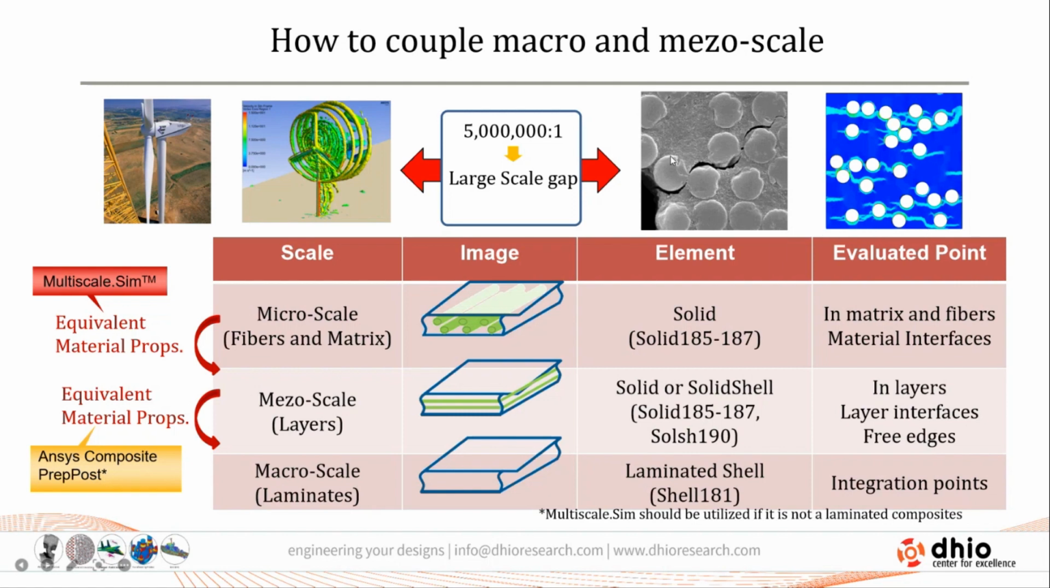Using this image, we have extracted geometrical parameters like the fiber diameter, the volume fraction of the fibers and the volume fraction of the matrix, and using that information we have converted it into a 3D model like this. This 3D model is subjected to virtual material testing, where you can get all the material properties. The properties gathered from the multiscale simulation can be extrapolated, or converted into an equivalent material property for our macro scale analysis.